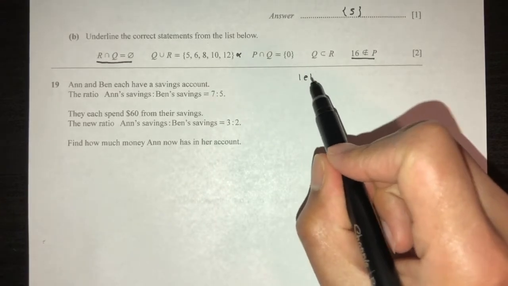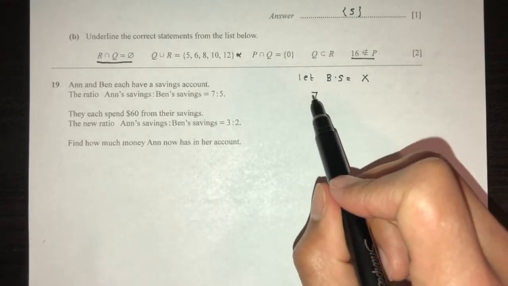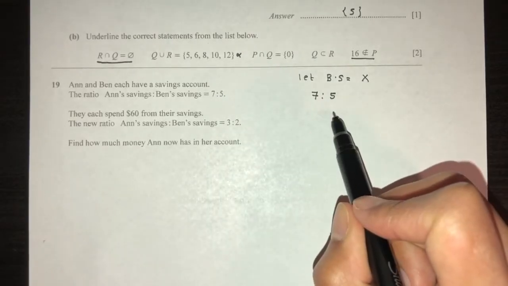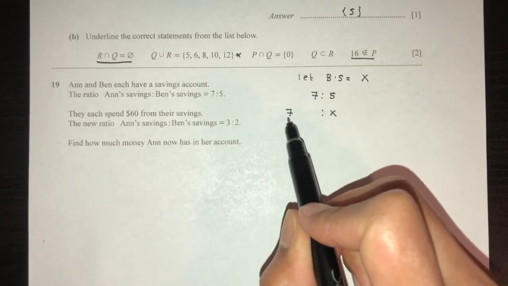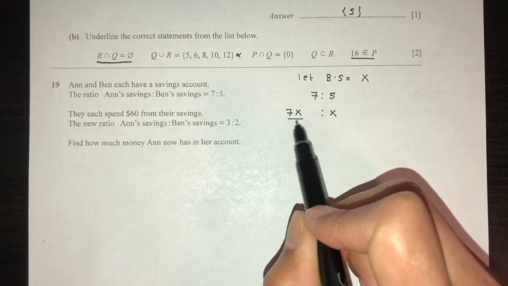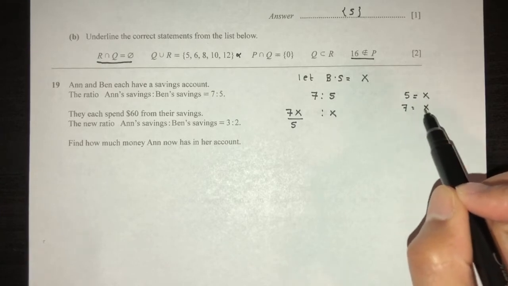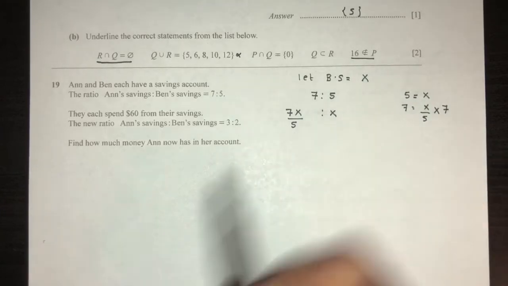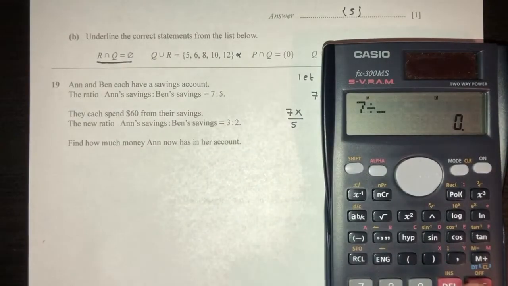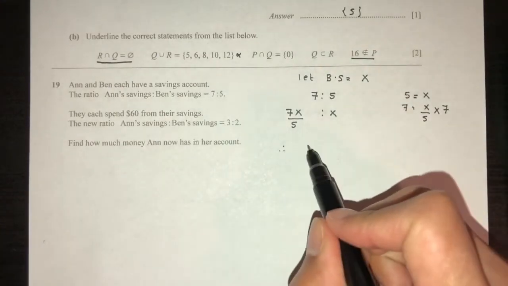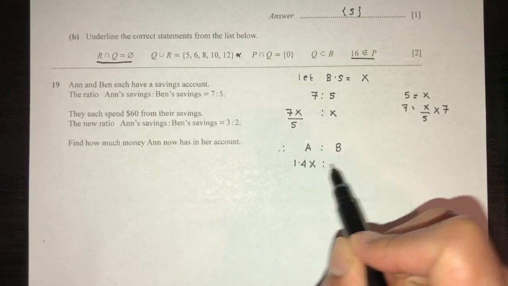Let's let Ben's saving account at first be X. Let's say 7 to 5. Let's say Ben has X. So from this, Anne will have 7X over 5, because 5 is X, so 7 will be X divided by 5 times 7. So you have 7X over 5 for Anne. This is Ben. Now, simplify this. That is 7 divided by 5, that will be 1.4. So basically, we have Anne and Ben. This is 1.4X and then X.